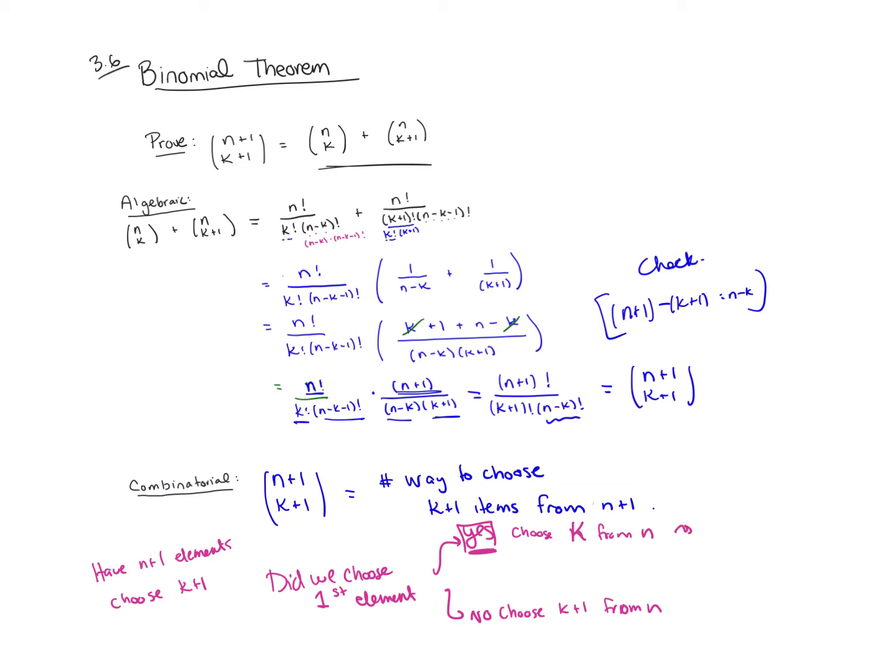So the number of ways to do the top thing is n choose k. The number of ways to do the bottom is n choose k plus 1. And then by our addition principle, we add them together, and that'll equal the number of ways to choose k plus 1 things from n plus 1. So that's another completely different way to prove this, and that's called a combinatorial proof, because we showed what each side counted, and those were counting the same things.